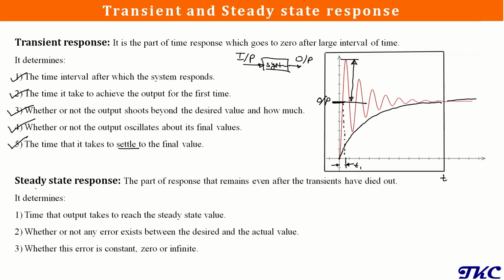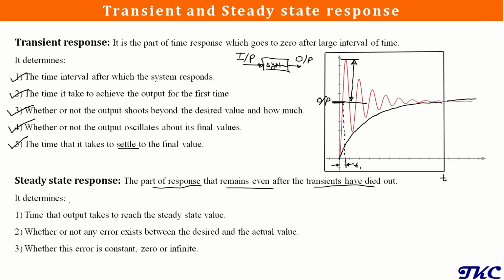Now let's discuss the steady state response. So we know that in a steady state response, the system has already stabilized to the required output. In other words, it is the part of the response that remains even after the transients have died out. This portion of the response will remain unless and until we switch off the system.